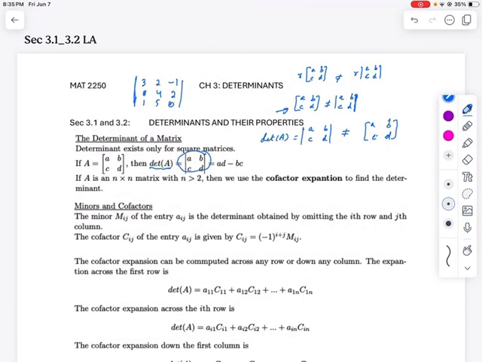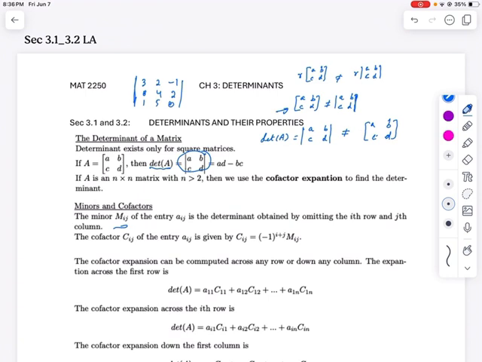So first, what is a minor and what is a cofactor? Minor is denoted by Mij. By the way, the minors and cofactors must be calculated for each and every entry of the matrix whose inverse we are seeking, because for the inverse we need all the cofactors. But for the determinant, we need them only for one row or one column.